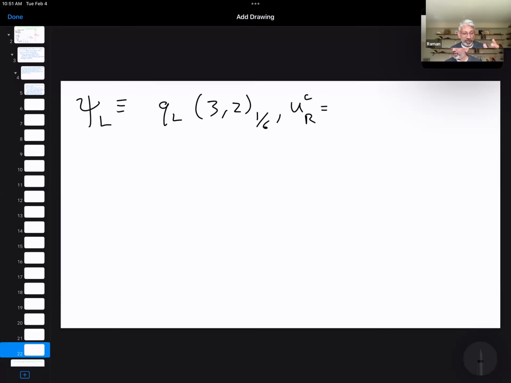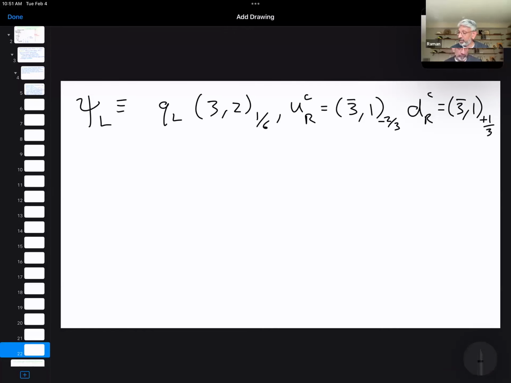But because I'm conjugating it, in particular, the complex conjugation takes the 3 to a 3 bar, right? So it's an anti-triplet, still a singlet of SU2, and the charge, because I complex conjugated, I get the opposite charge, which is minus 2/3. And similarly, D right conjugate is 3 bar 1, and now it's plus 1/3.